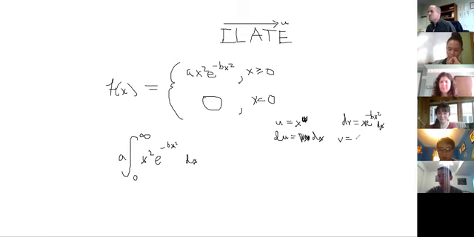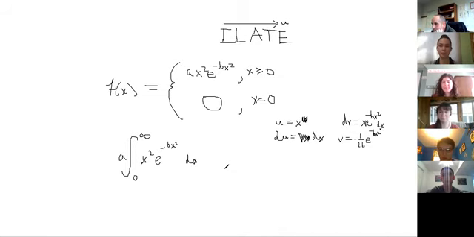So this is going to be negative 1 over 2b, negative 1 over 2b e to the negative bx squared. You know what I'm saying? Does that work? You take the derivative of that, doesn't that work?